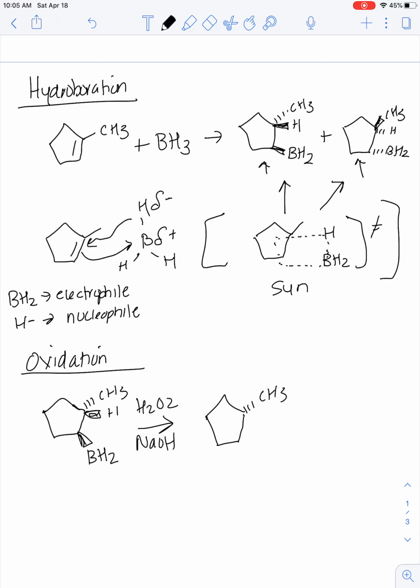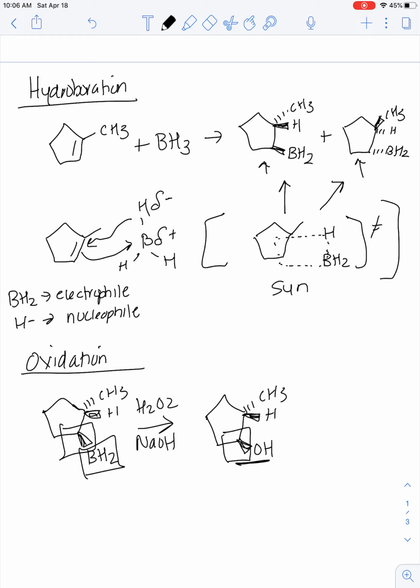And what will happen is now we are going to just replace our boron right here with an alcohol, so OH. So again, in this oxidation step, that BH2 or boron is going to be replaced by a hydroxyl group. And what's going to happen with stereochemistry is we're going to have retention of the stereochemistry. So we started with a wedge here. The hydroxyl is also going to end with a wedge. Again, this mechanism will not be covered.